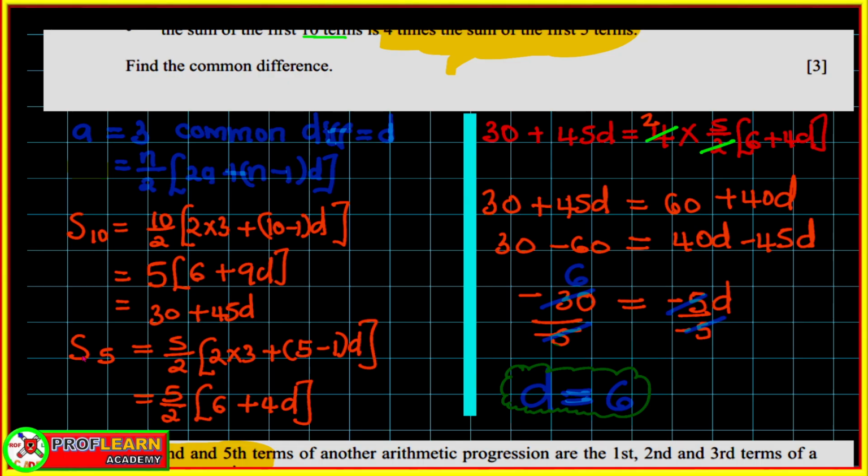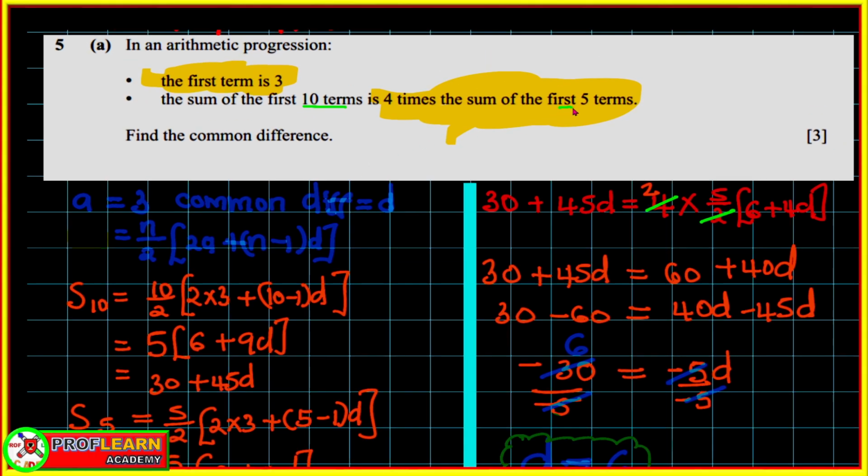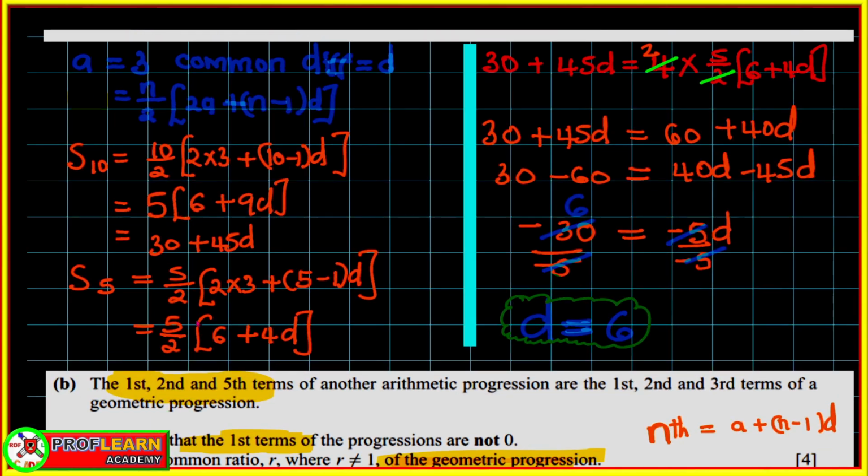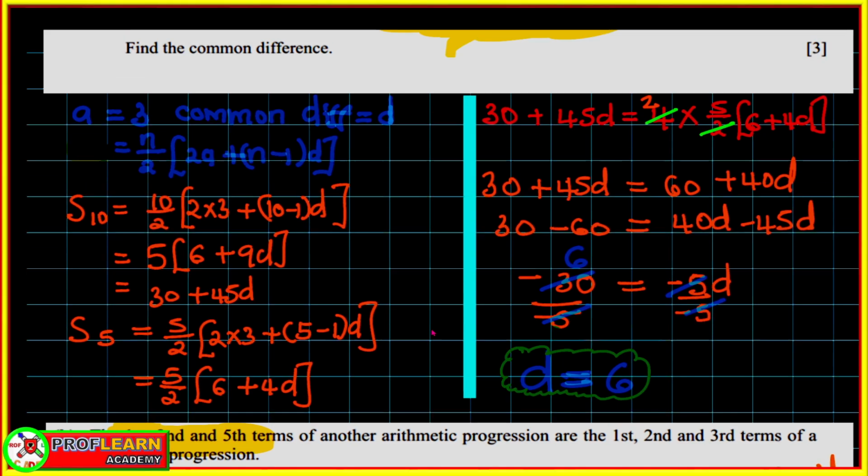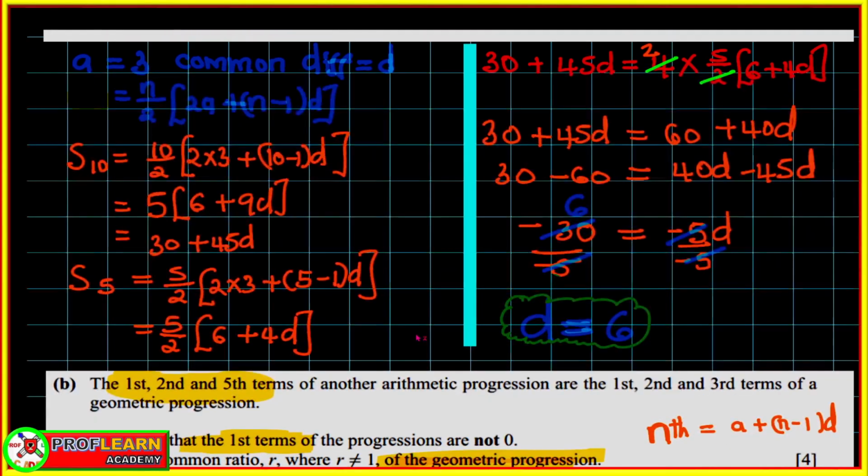Then we're also going to find the sum of the first 5 terms in this case. And finding the sum of the first 5 terms here, the expression is going to reduce to 5 over 2 into 6 plus 4d.